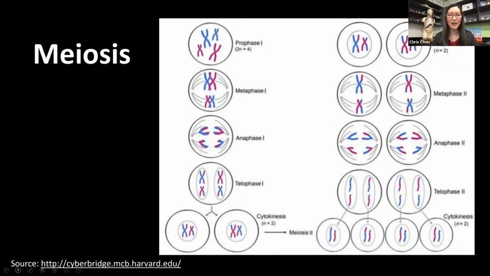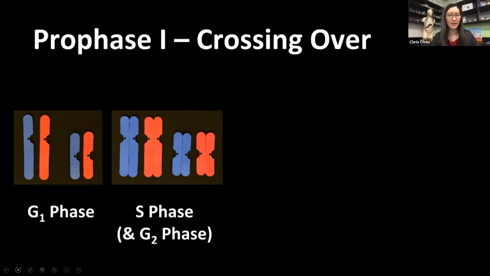Okay, so we're going to move on from mitosis, which is making clones or identical daughter cells, to making sex cells or gametes through the process of meiosis. Okay, so we're going to, the next slide. We're going to walk through the steps of meiosis.